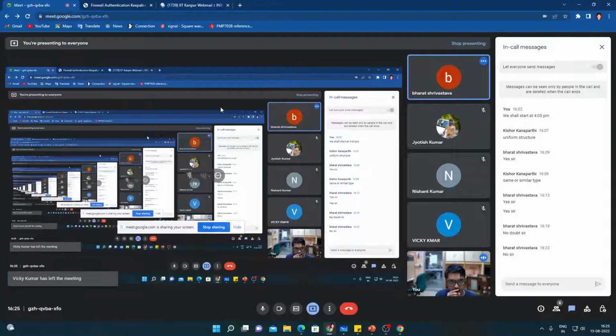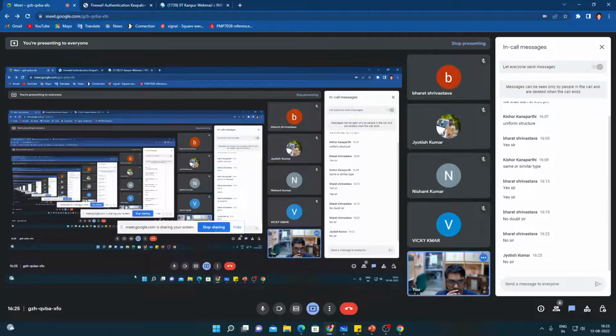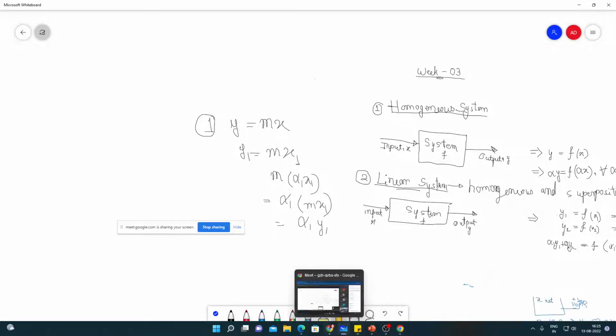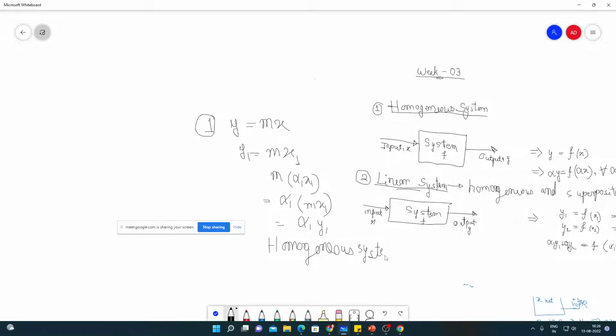Others, please say if you have any confusion or doubt. Okay, so it's a homogeneous system. Good. Is it a linear system? Yes sir, it is a linear system. Why is it a linear system? Sir, first thing is that it satisfies the property of homogeneity, and you just said that a linear system is also a homogeneous system.